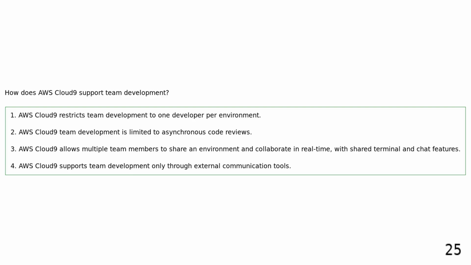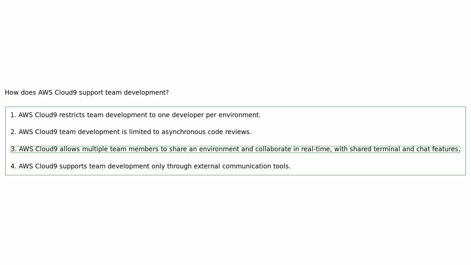How does AWS Cloud9 support team development? AWS Cloud9 restricts team development to one developer per environment. AWS Cloud9 team development is limited to asynchronous code reviews. AWS Cloud9 allows multiple team members to share an environment and collaborate in real time, with shared terminal and chat features. AWS Cloud9 supports team development only through external communication tools. AWS Cloud9's features like shared environments, real-time collaboration, shared terminal, and chat enhance team development.